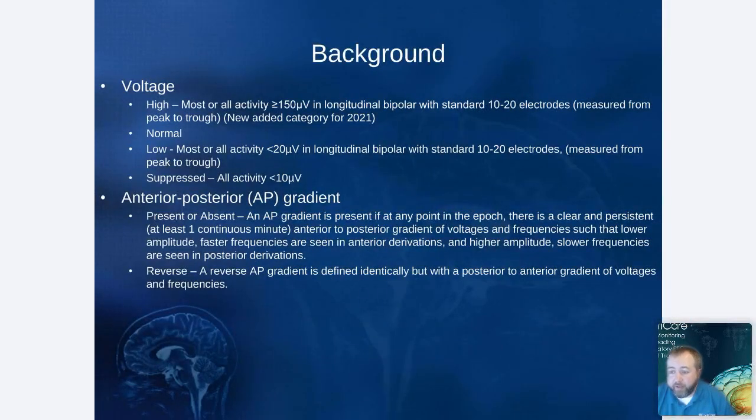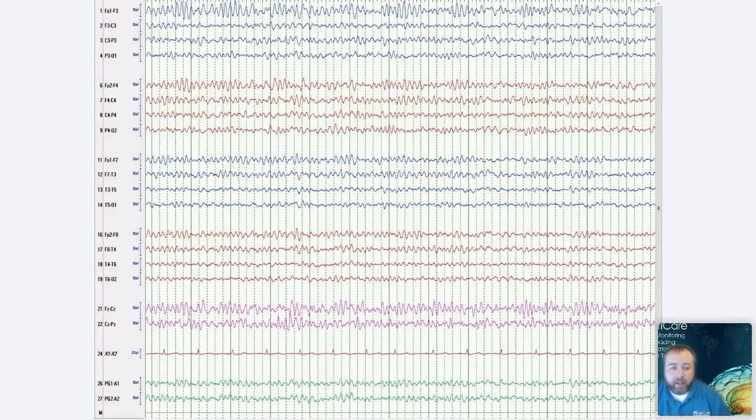Now the opposite is going to be a reverse anterior-posterior gradient. And this is defined identically, but it's reverse. It's a posterior to anterior gradient of voltages and frequencies. And this is going to be in a pattern like this one, which would be considered an alpha coma. You have your alpha more frontally dominant and decreasing in amplitude as you go towards the back.